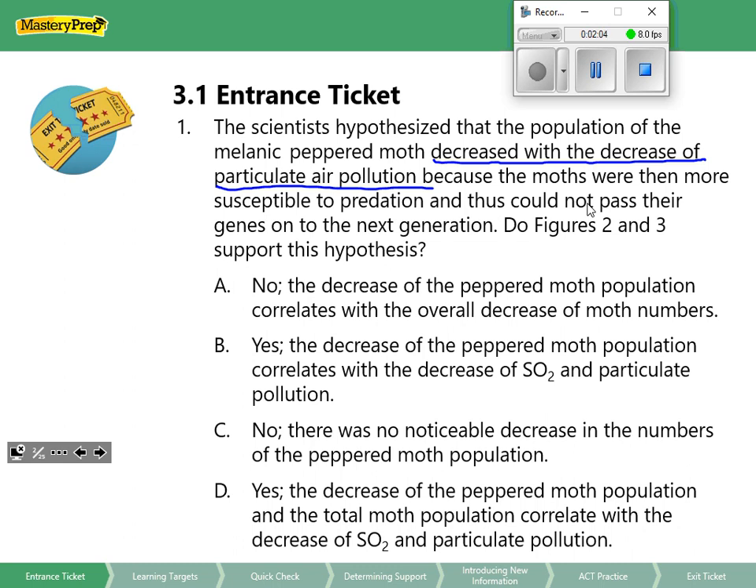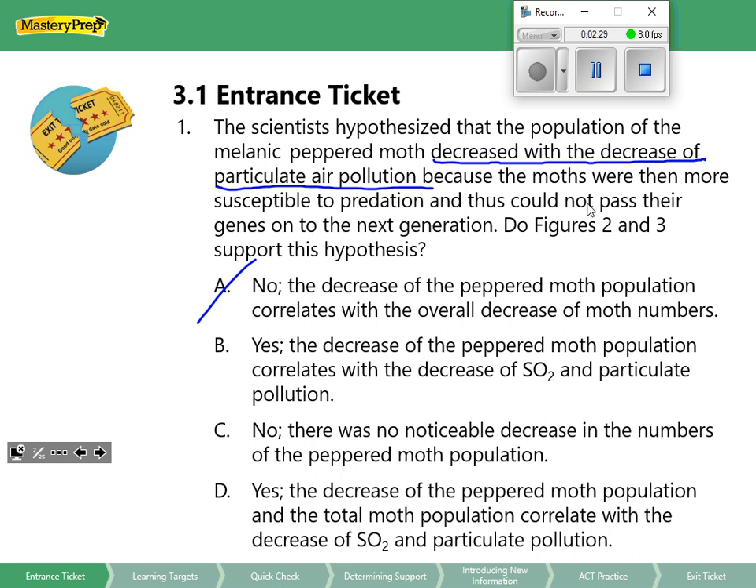No, the decrease of the peppered moth population correlates with the overall decrease of moth numbers. Wait a minute. In figure 2, does that actually line up? Because are the overall total number or the population of total moths decreasing across the whole time period? No. So that means that's automatically out because it doesn't agree with the graph.